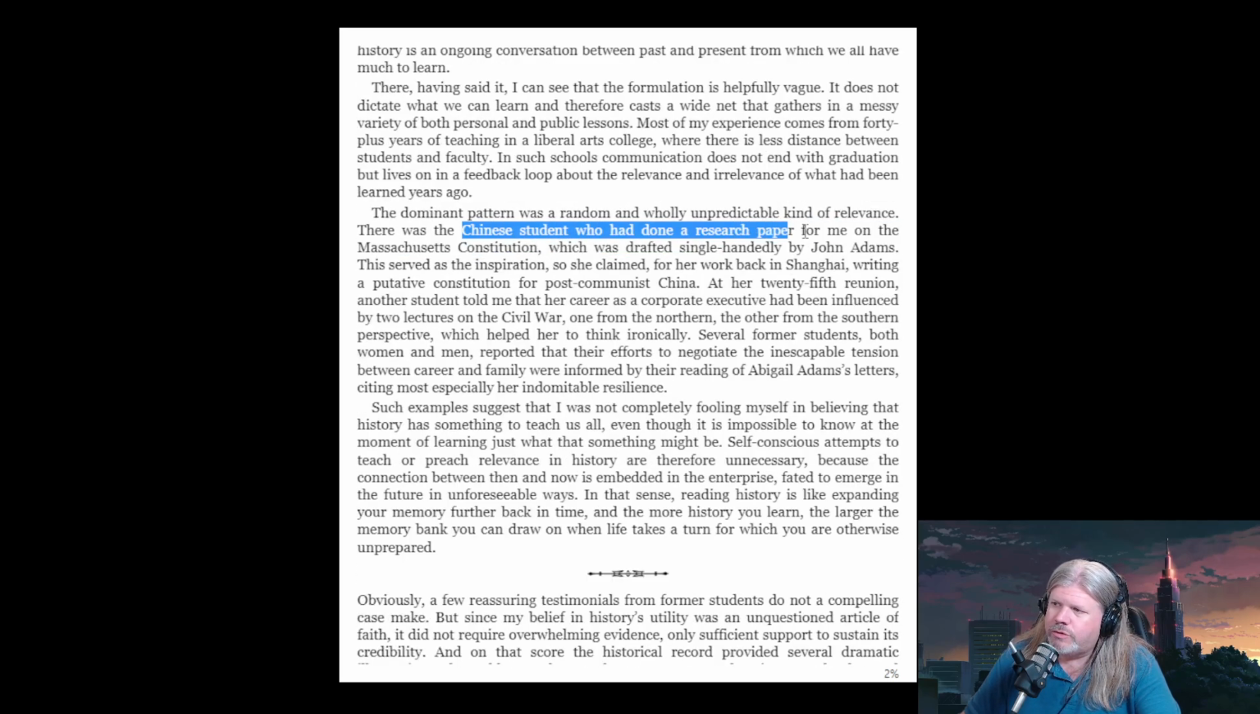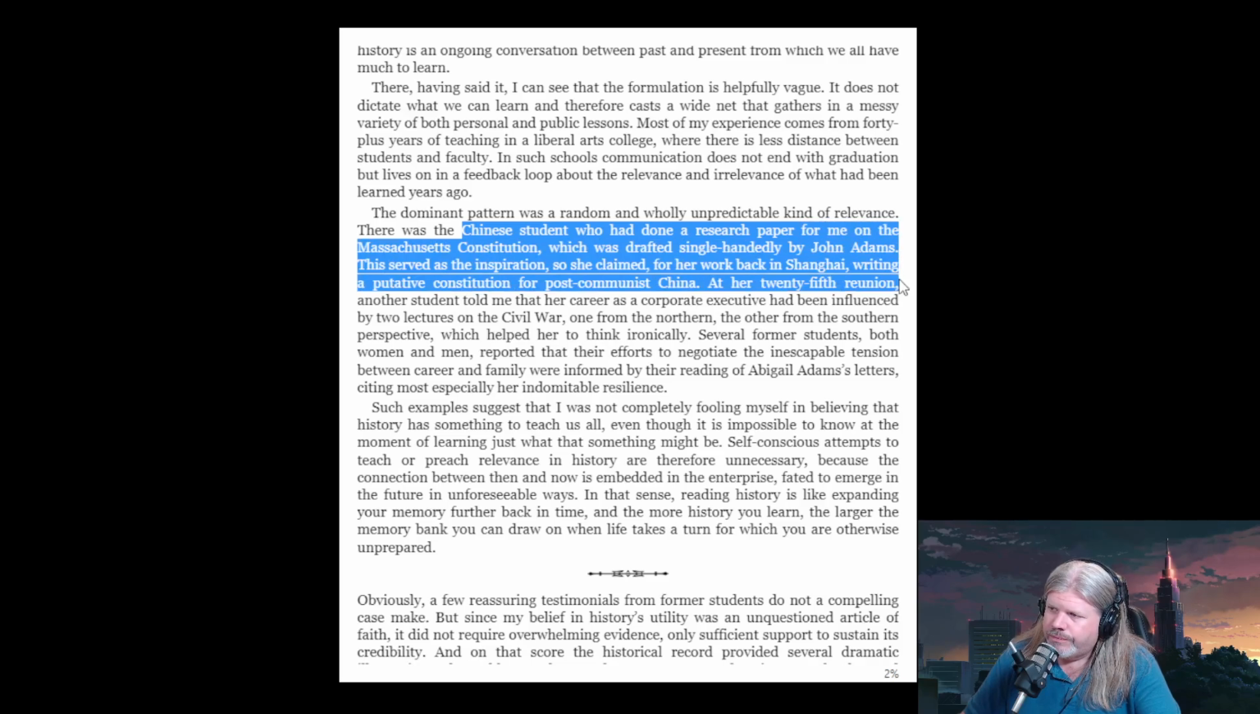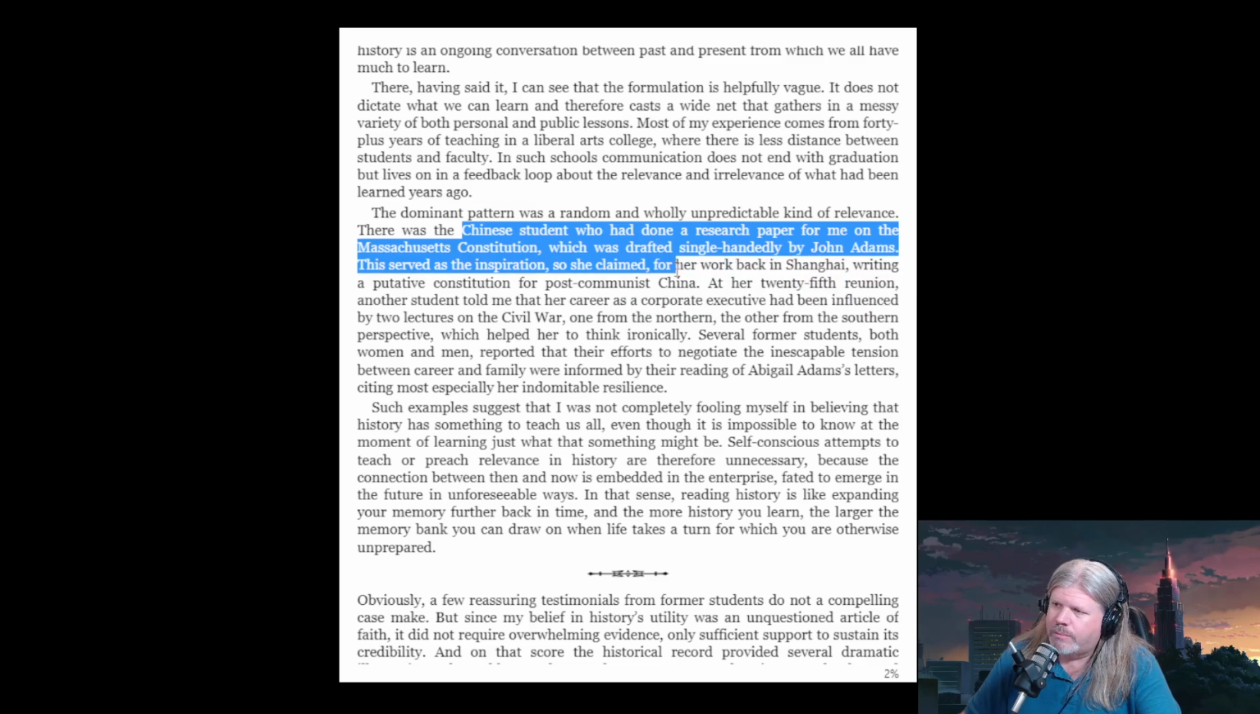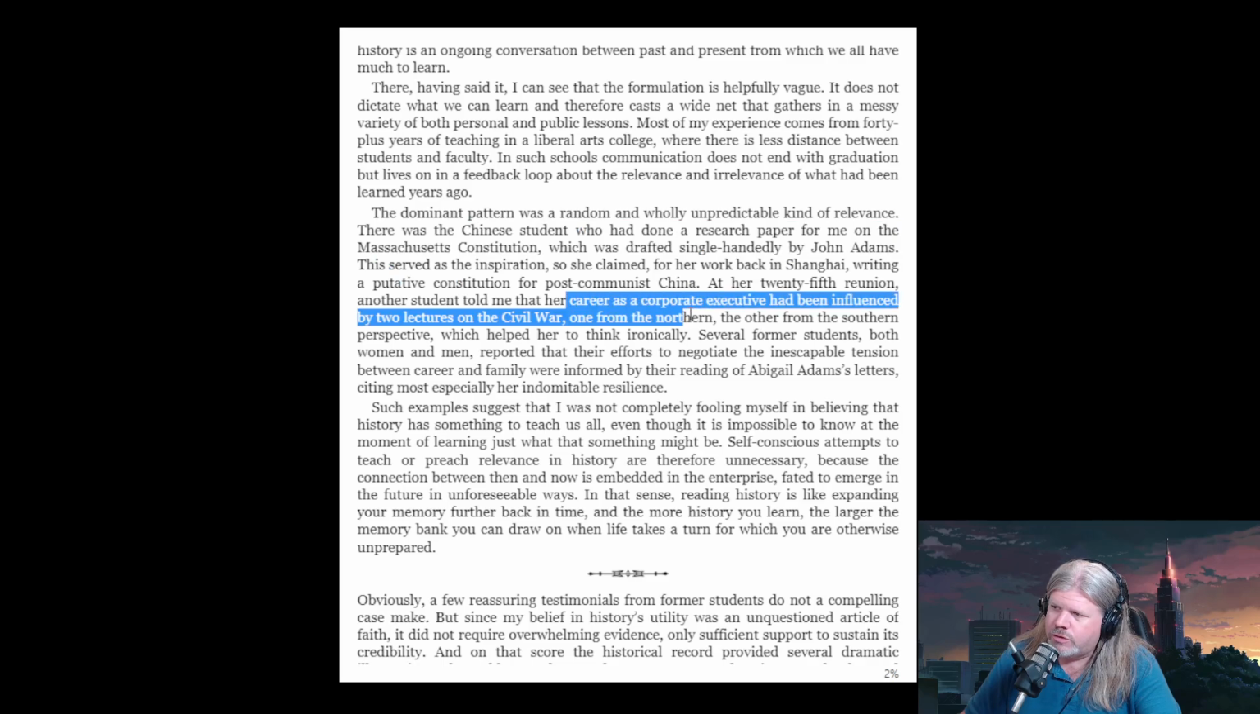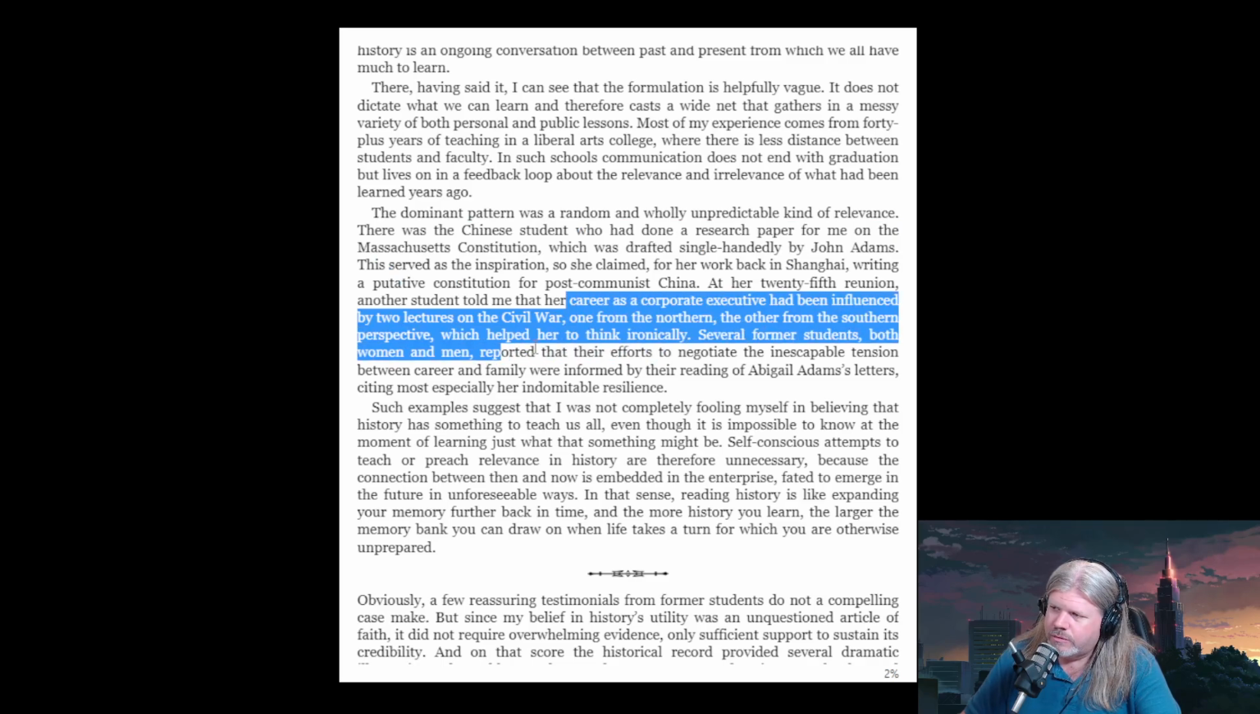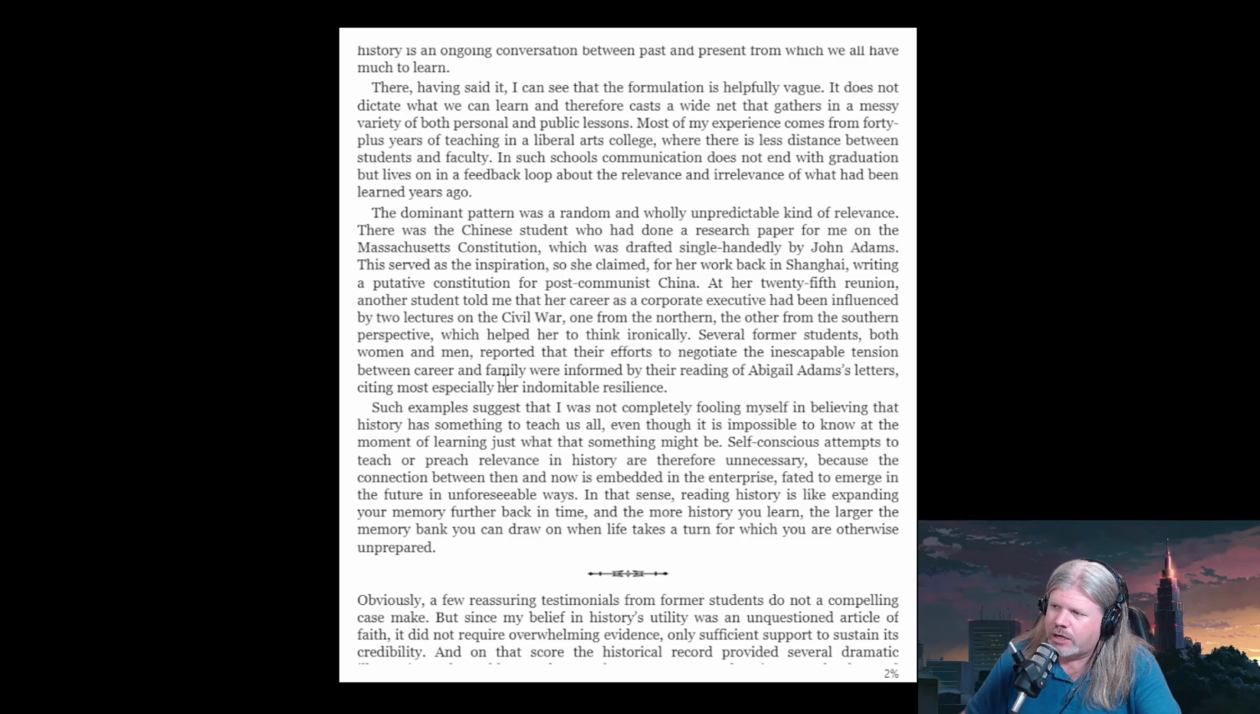There's a Chinese student who did a research paper for me on the Massachusetts Convention, and then back in Shanghai, was writing a putative constitution for post-communist China. Another student said her career as a corporate executive was influenced by two lectures on the Civil War from both perspectives, which helped her think ironically.